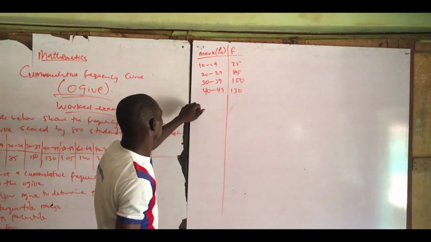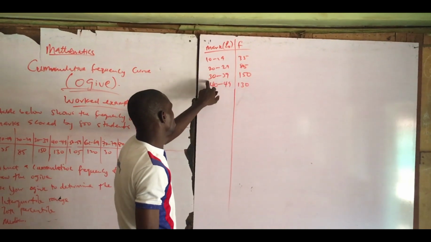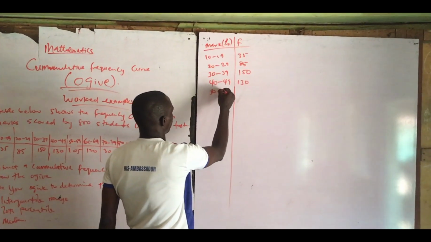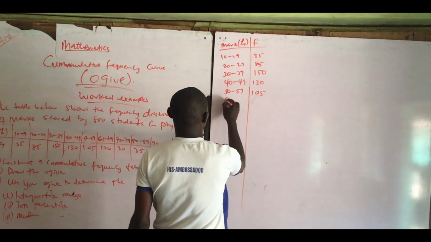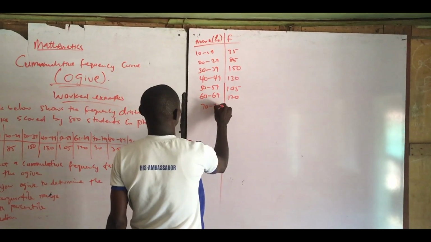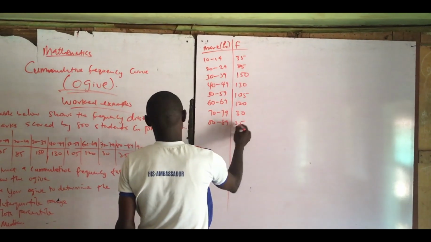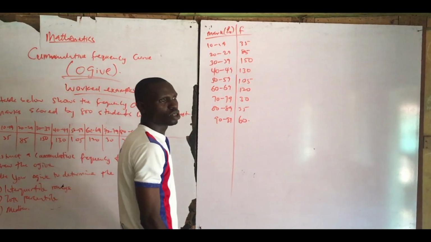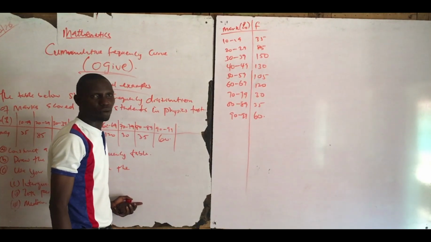10 to 19 is 35, 20 to 29 is 85, 30 to 39 is 150, 40 to 49 is 130, then 50 to 59 is 105, then 60 to 69 is 120, then 70 to 79 is 30, then 80 to 89 is 35, then 90 to 99 is 60. Okay, so this is the information that we have from the question.